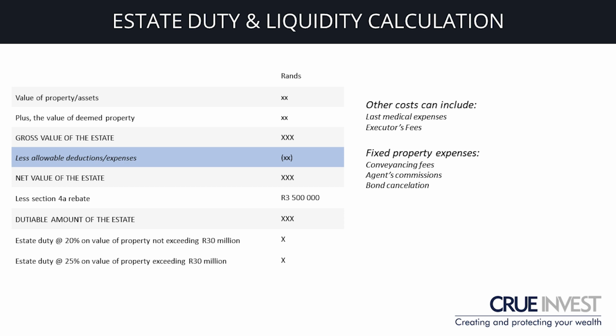Further costs that could be incurred would be in the event of a fixed property that needs to be transferred. The attorney doing the transfer of that asset would need to be charged a transfer fee. Additional costs if the property needs to be sold could be agents' commissions, bond cancellation costs, and other various costs related to the sale of the fixed property.